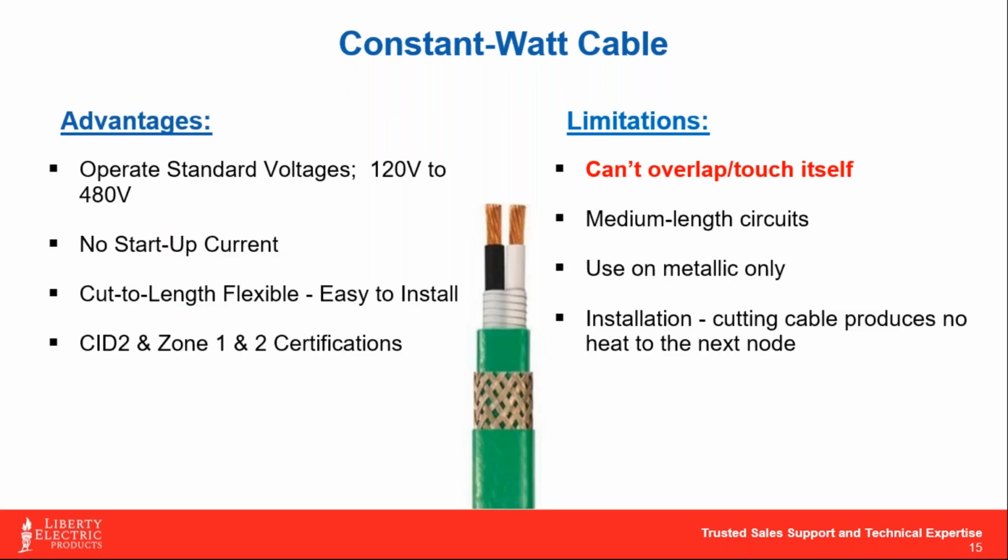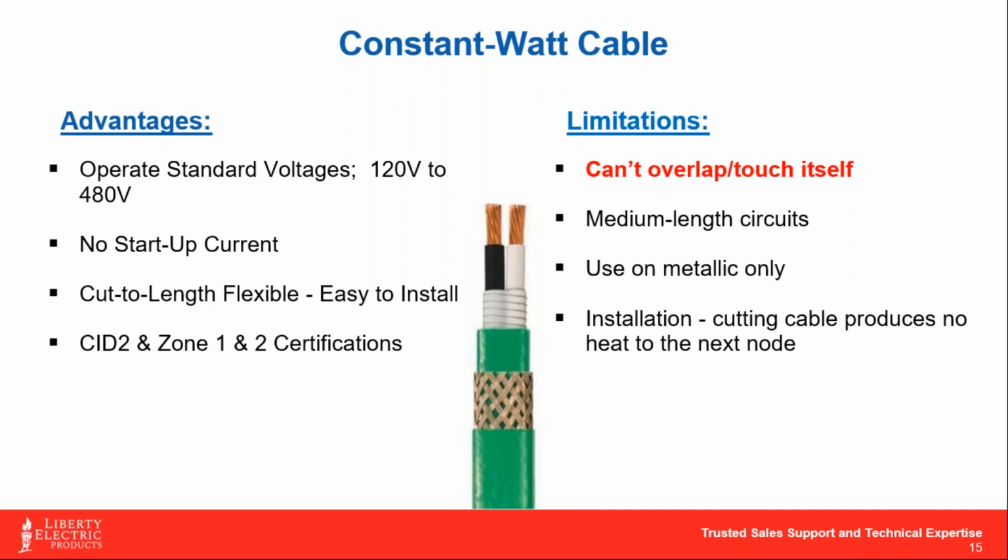So when we look at the advantages of a constant wattage cable, these are 120 to 480 volt, which is great. They can handle 480 on a regular basis. You don't have that startup current inrush issue. These can easily be cut to length out in the field. One thing to note in the construction of this cable is that there's a node about every 2 feet.